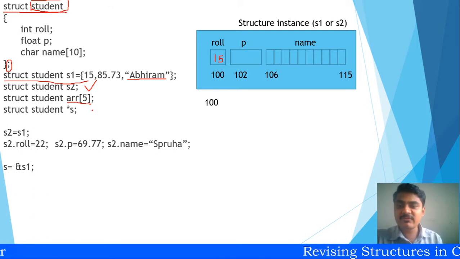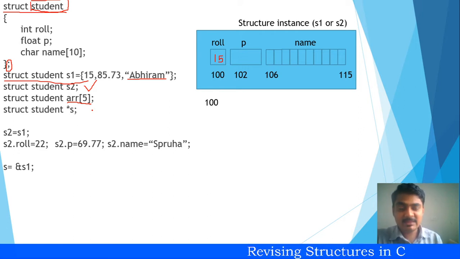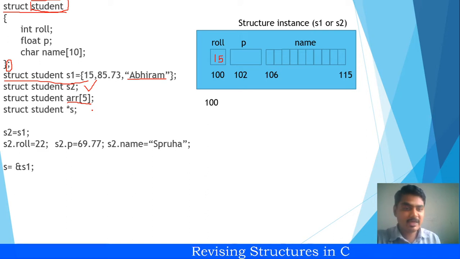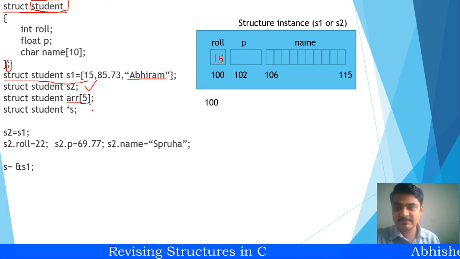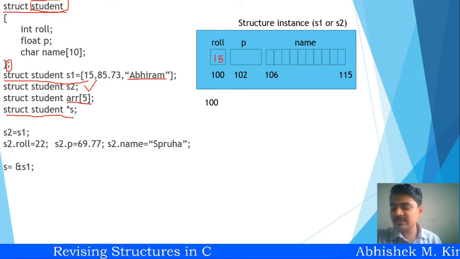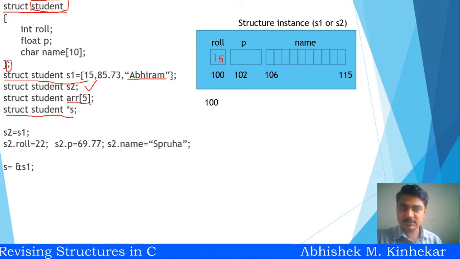So ARR of 5 will be allotting how many bytes? 16 multiplied by 5. That much size of array is created and it is allotted to ARR. What does ARR look like? ARR looks like 5 structures placed one beside the other. Correct? Another thing which is most important, which we will be using most of the time, is a pointer to a structure.